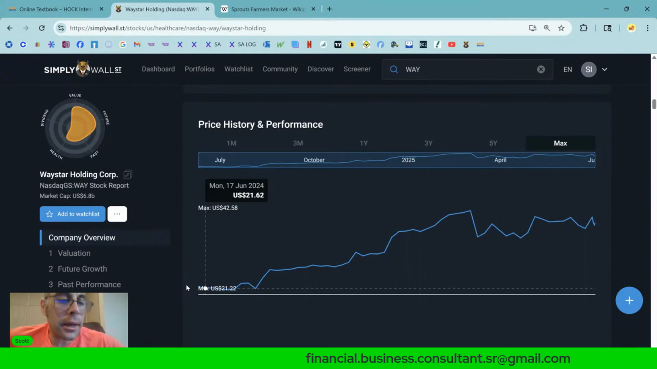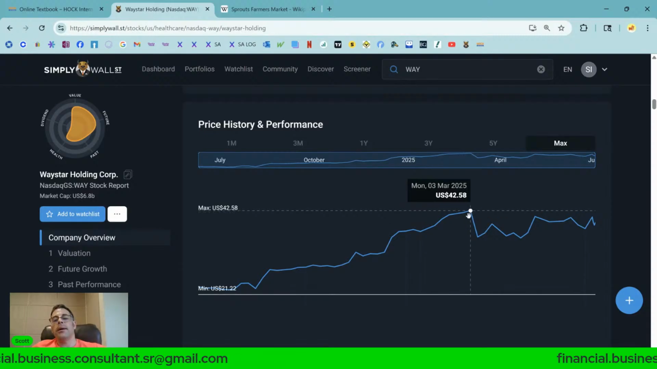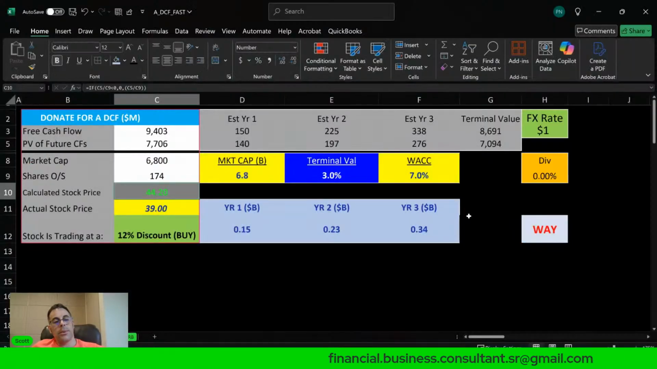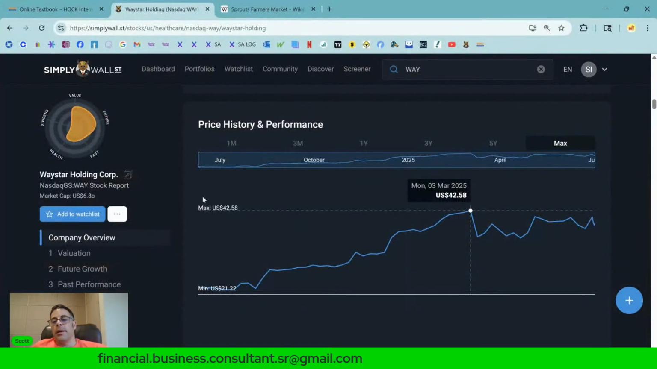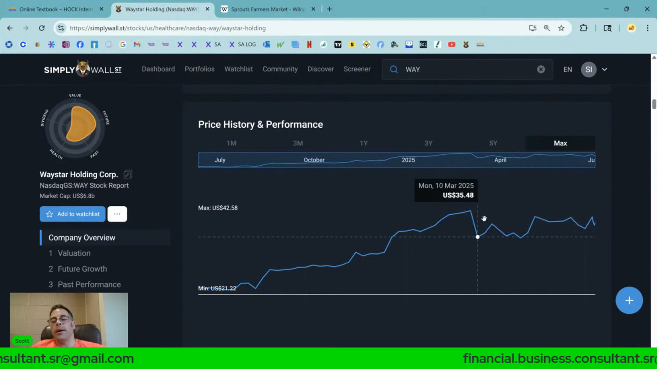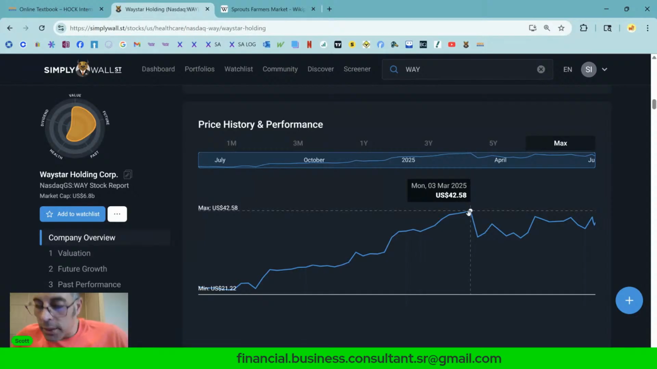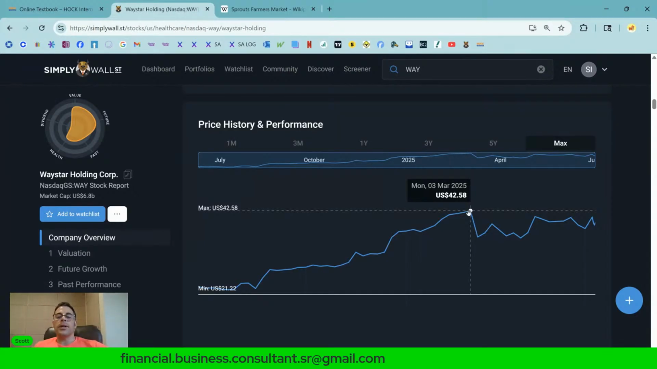So this is another new stock. In mid-2024, it started trading. And the peak was in March of this year at 43, which is pretty much what my evaluation is. So it's come down from the peak. It looks like it belonged up here at 42, 43. Waystar. But that's just how it is.